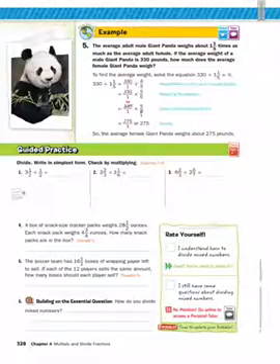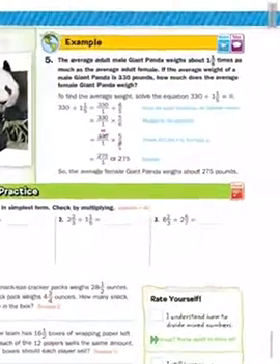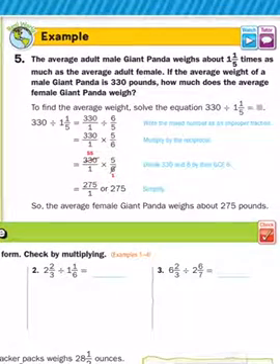Last one, we're just going to show you this example down here. So this is a real-world example. Now, it's going to be division, we know, but I want you to understand why it's division. So we're going to look for something being split into equal groups. So this says the average adult male giant panda weighs about 1 1/5 times as much as the average adult female. If the average weight of a male panda is 330 pounds, how much does the average female giant panda weigh? So this one confuses a lot of people because they see the times and they think it's going to be multiplication. But let me show you why this is division.